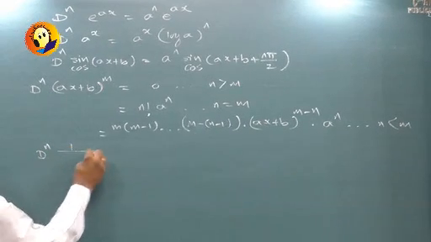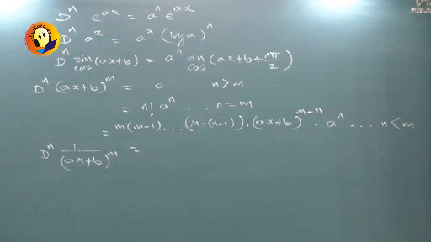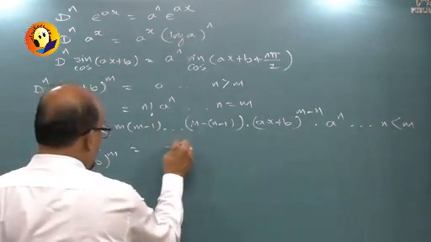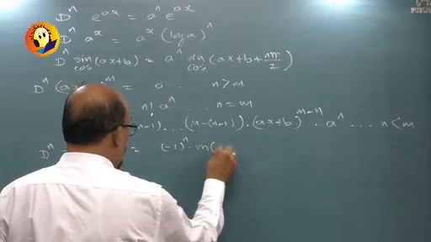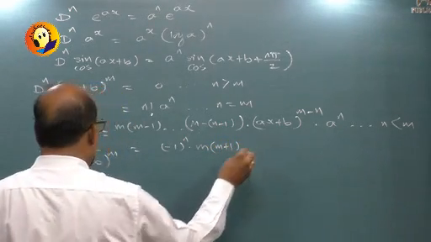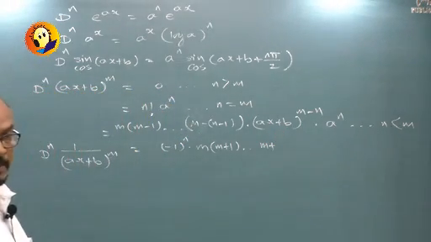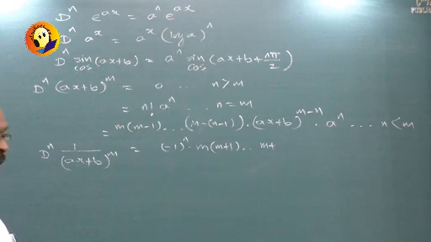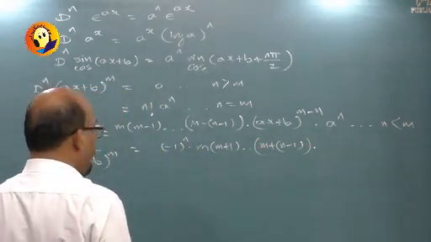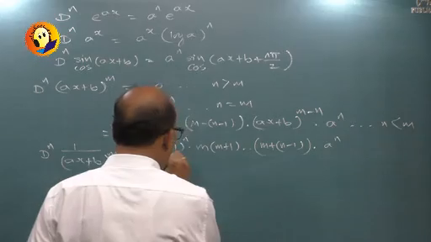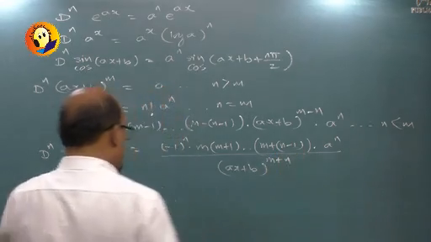D raised to n of 1 upon (ax plus b) bracket raised to m. It was minus 1 raised to n, then m into (m plus 1) etc. up to (m plus n minus 1), into a raised to n upon (ax plus b) raised to (m plus n). Yep.